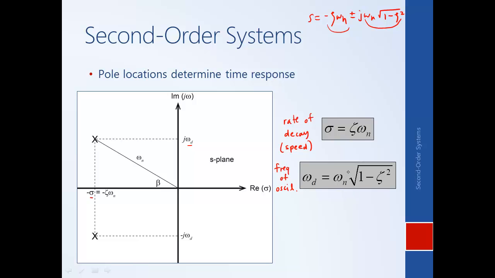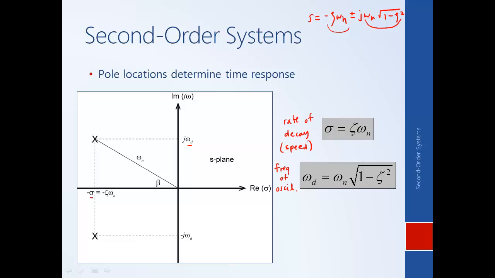Omega n is not the frequency with which the system oscillates. This is what we call the undamped natural frequency. So this is the frequency the system would oscillate with if there was no damping. In the figure, omega n is the distance of the pole to the origin.